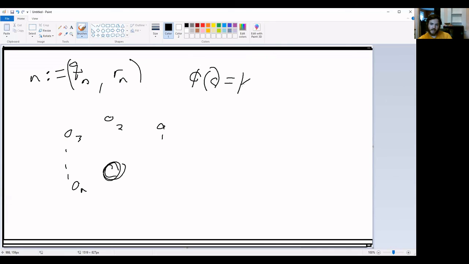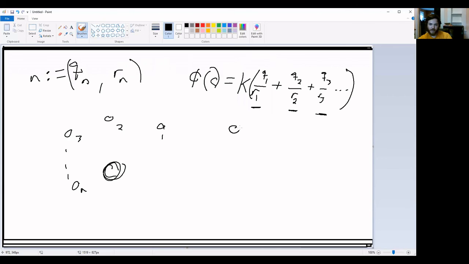K times Q1 over R1, where R is the distance between them, plus Q2 over R2. Again, R is the distance between charge 2 and C, plus Q3 over R3, and so on. So that's the very general way to say it. And notice that what this is telling us is that if we have Q and R, the potential at that point is just the sum of all the other potentials.